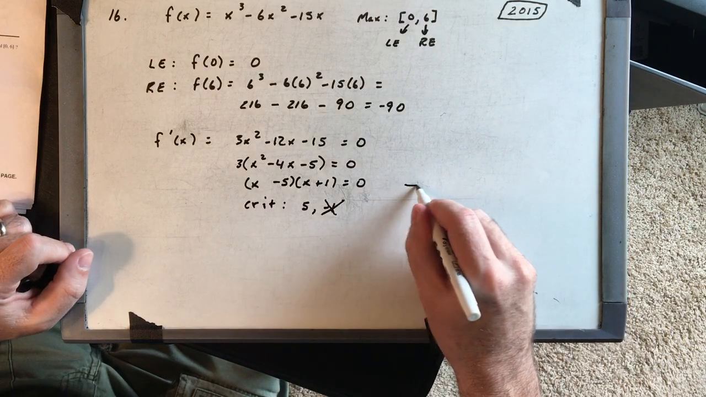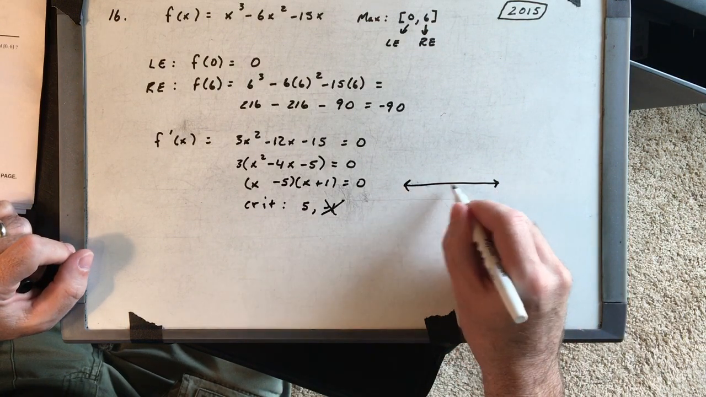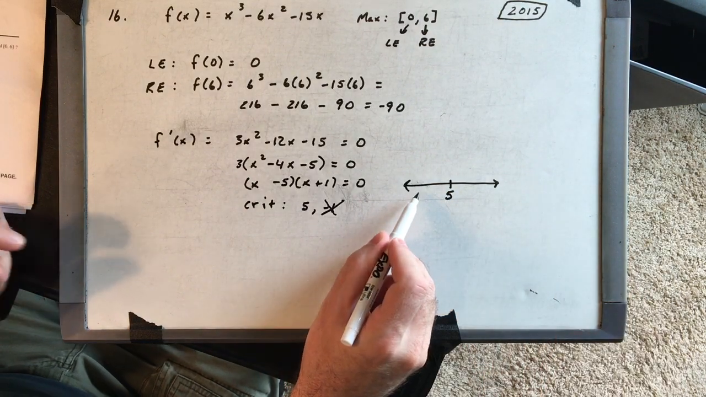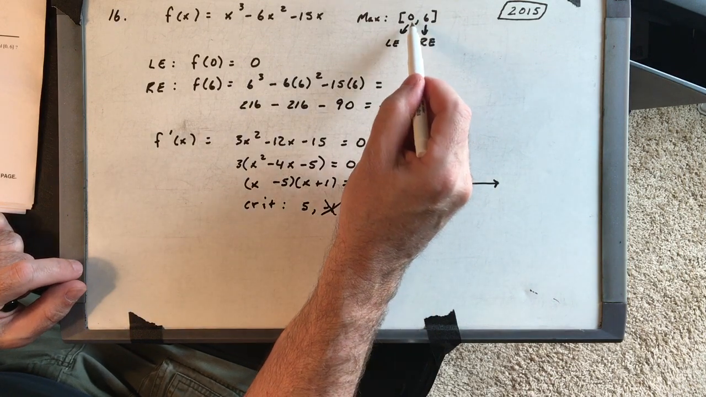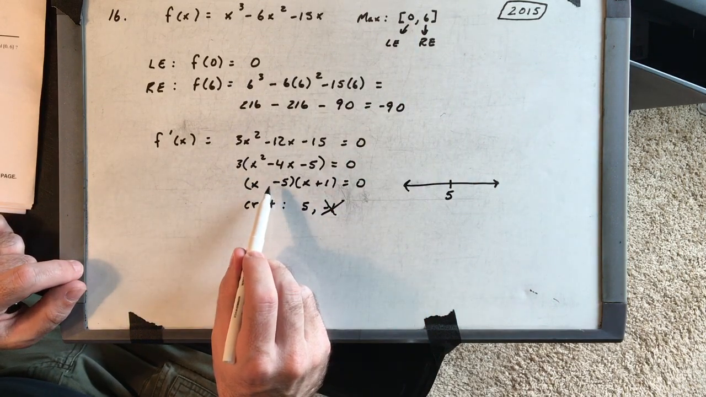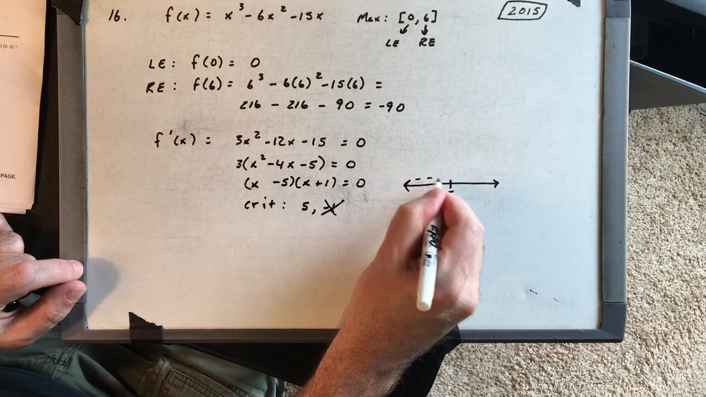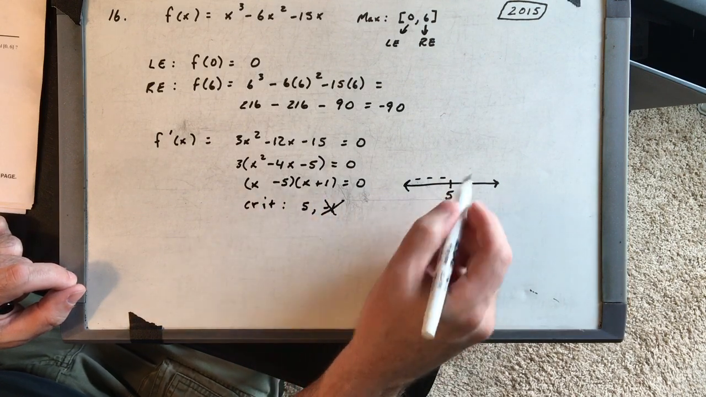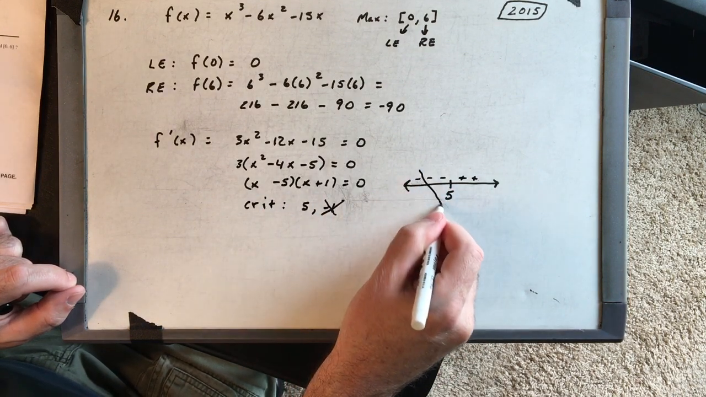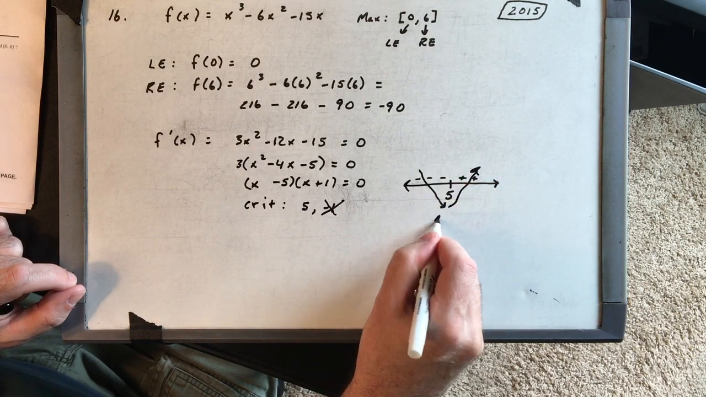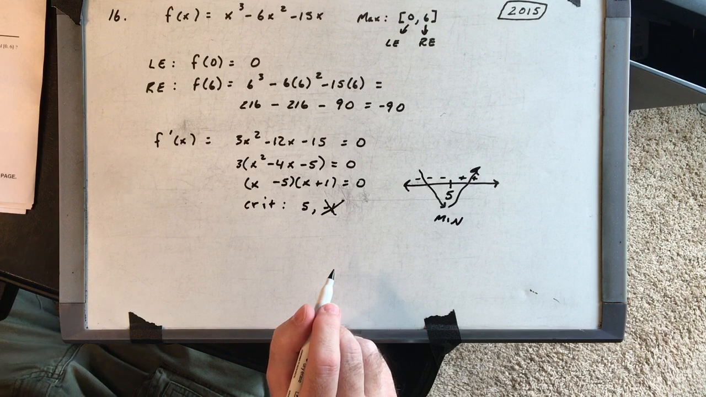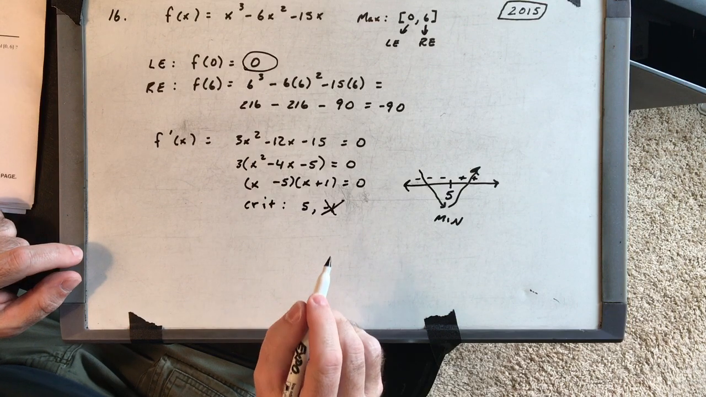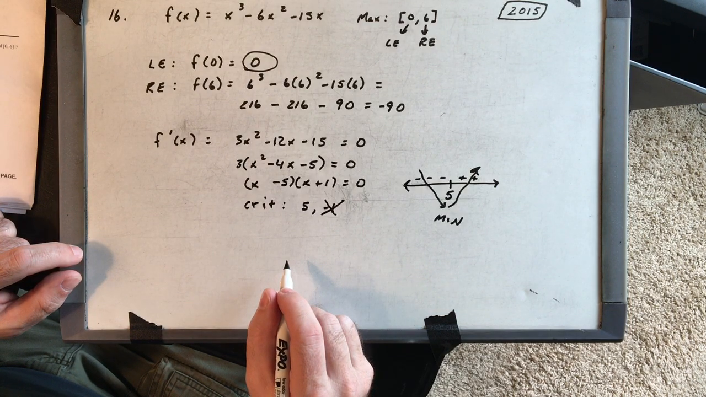All right, let's do a sign line here. Check to see if 5 is a max. To the left of 5, you could easily pick 0 because it's part of the interval. So let's pick 0, and I'd have a negative times a positive, so negative. So that's not going to be a max. Let's pick 6, that'd be positive times positive. So that's actually a min. So we don't have to worry about 5, so the maximum occurs at 0. And that is answer A.